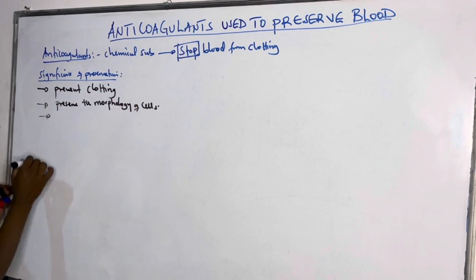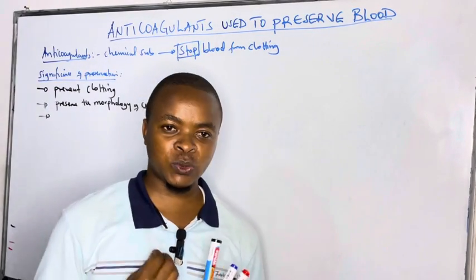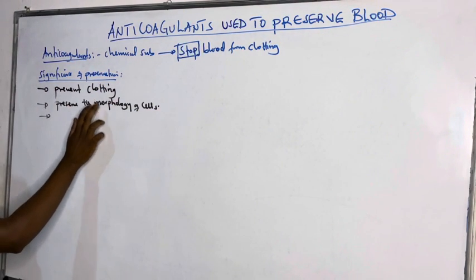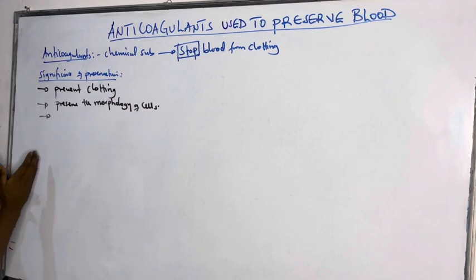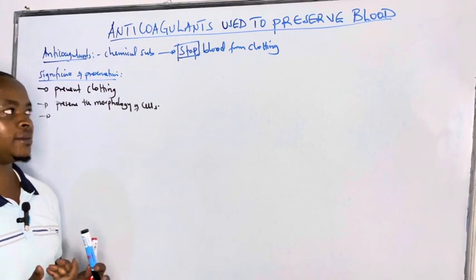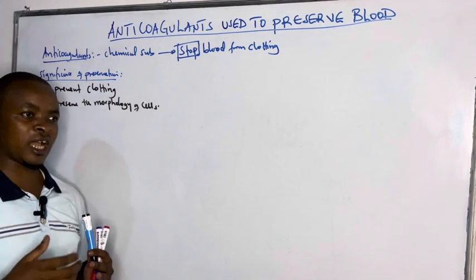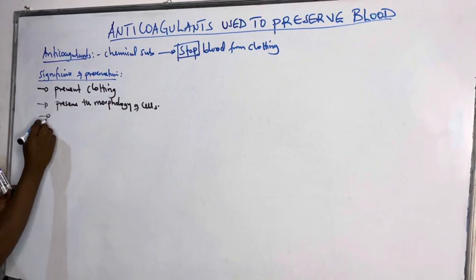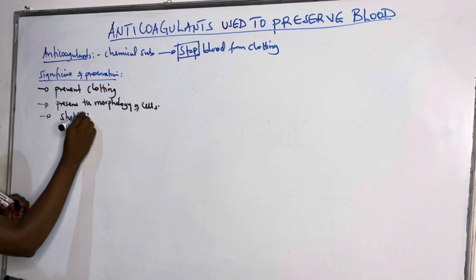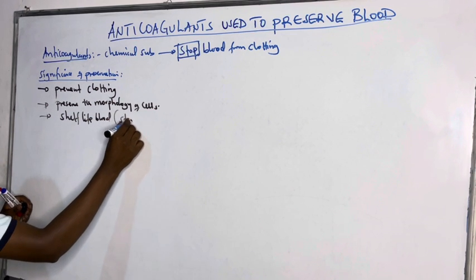And another thing, we are making sure the substances which are depleted, like glucose, are preserved in their normal concentration. So that is preventing blood clotting, preserving morphology, and sometimes preserving chemical components in the blood, like glucose, from being depleted. Those are some of the significances of using anticoagulants. And we can also use preservatives for storage, to increase the shelf life of blood collected, that is, to enable storage.